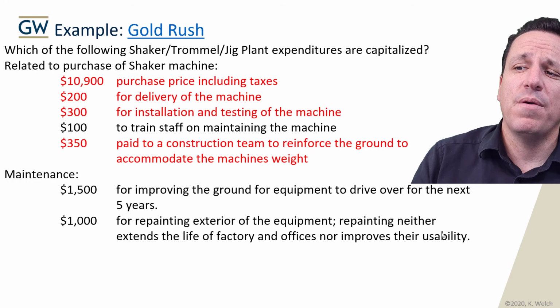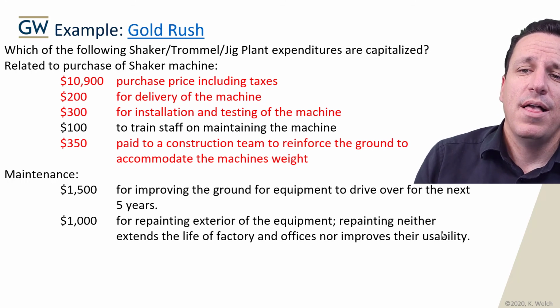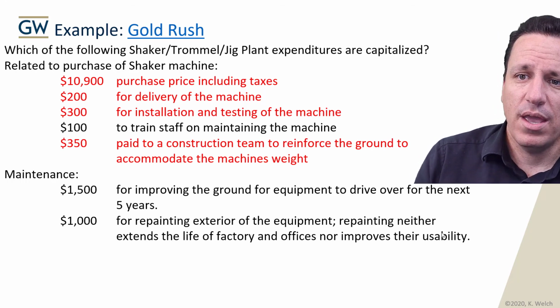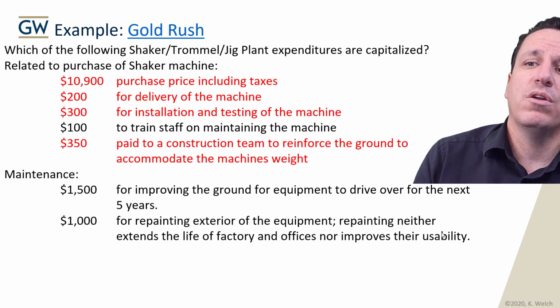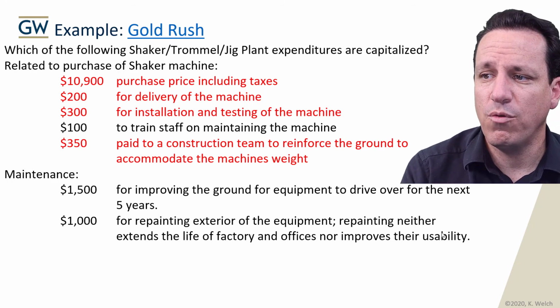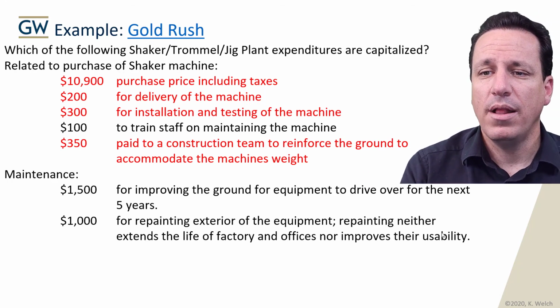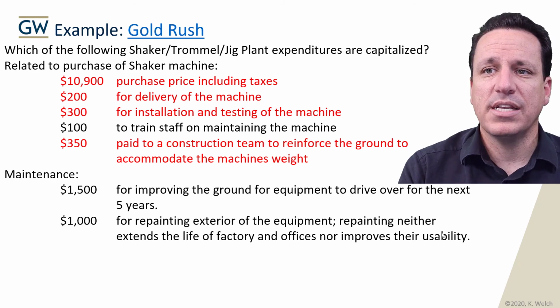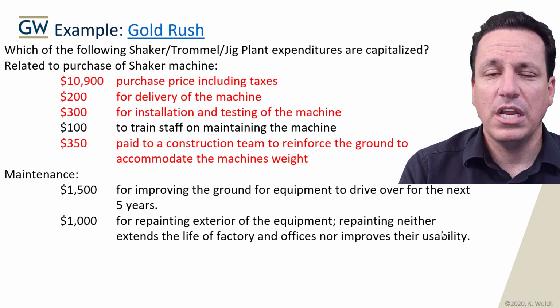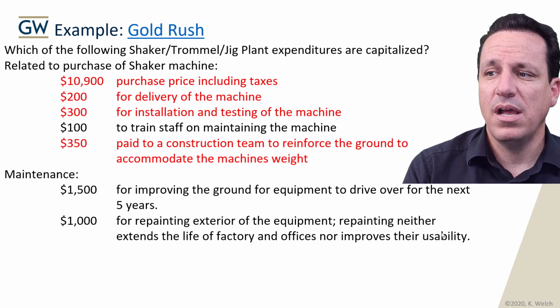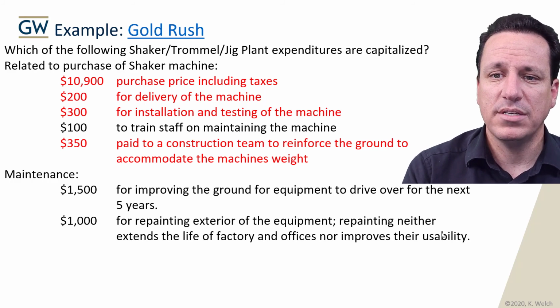$100 to train the staff on maintaining the machine. That's something we wouldn't capitalize, okay? That's not something we'd capitalize. And then $350 paid to the construction team to reinforce the ground to accommodate the machine's weight. So if the machine's staying there and it's going to be there longer than a year, and we pay a team to reinforce the ground, that's something we capitalize, all right?